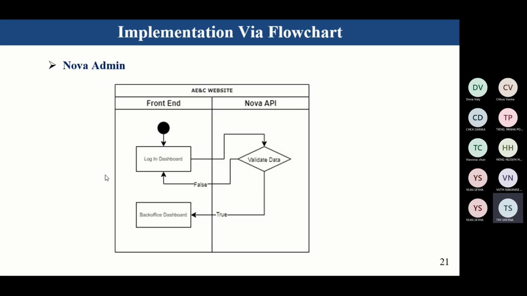For the Nova admin implementation, to access the Nova API dashboard, the admin needs to log in first. The admin can log in with email and password, and then it will validate the email and password that the admin filled in. Is it true? The admin will go to the back office dashboard. Is it false? It will require the admin to fill in the login form again.